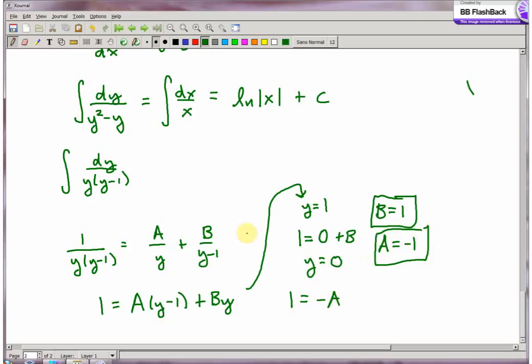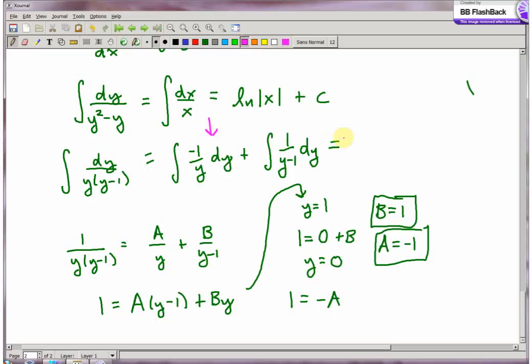Alright, and I think this one is simple enough that you could have just figured this out. But anyway, now we know that instead of doing this, we can solve the integral of negative 1 over y dy plus 1 over y minus 1 dy. Okay, so we'll just do these one at a time.